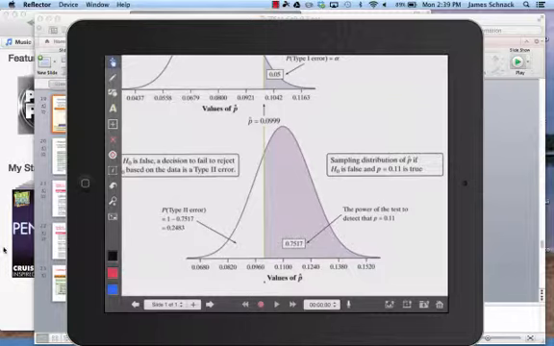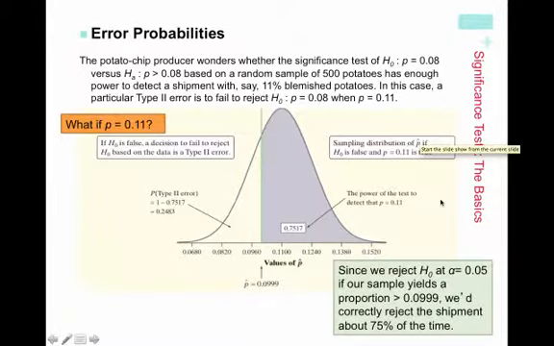And let's go back to the presentation here. So we rejected the null hypothesis at a significance level of 0.05 if our sample yields a proportion, a p-hat, greater than this 0.0999. So we'd be correctly rejecting the shipment about 75% of the time if our true proportion was 0.11.